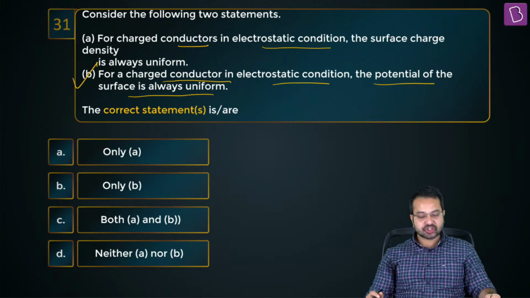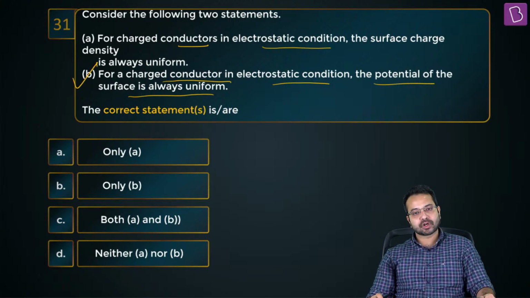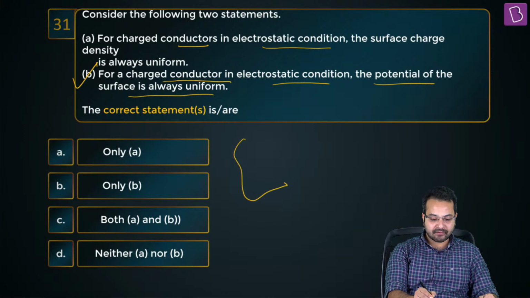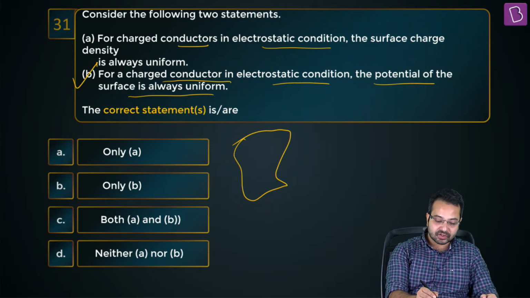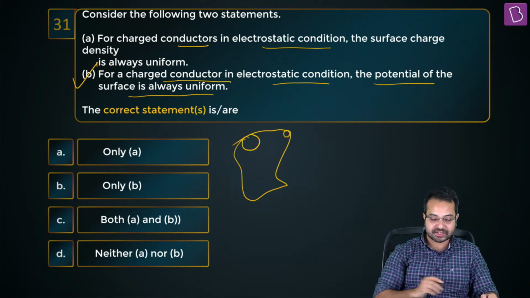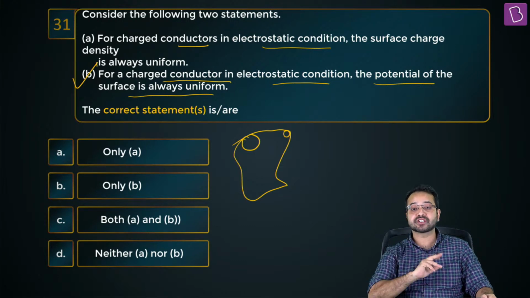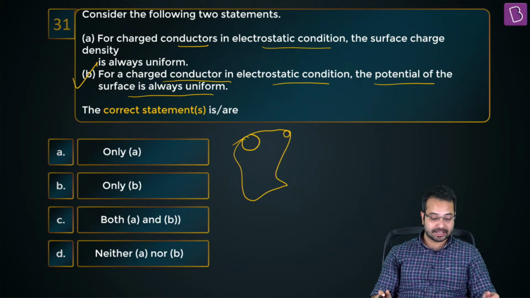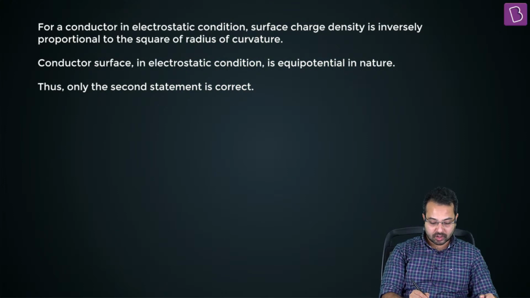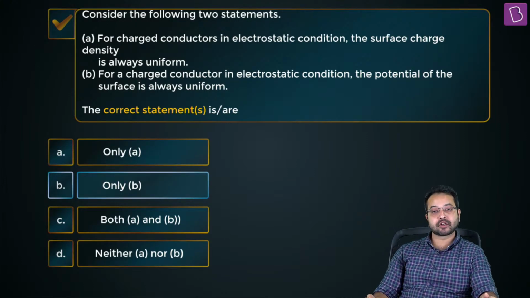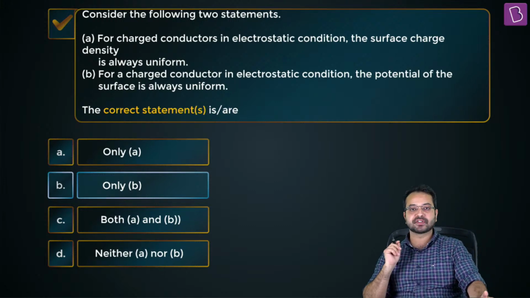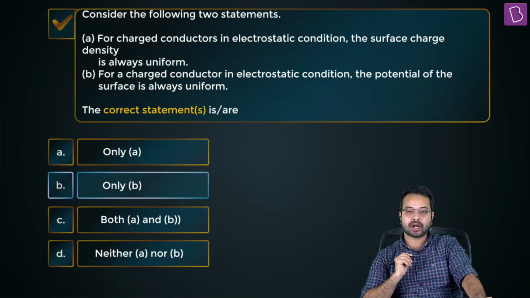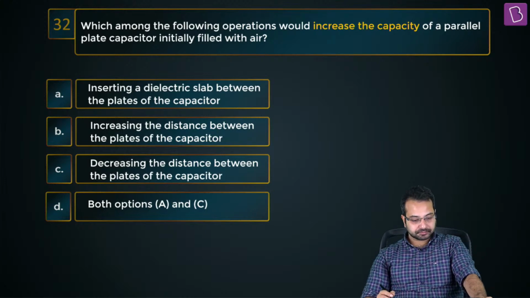But if the potential is the same, and we have a conductor of irregular shape, then the surface charge density cannot be the same, because the radius of curvature at different points is going to be different. So the surface charge density cannot be the same. So what will be the correct option? Option B is going to be the correct option. Only the electrostatic potential is going to be uniform, not the surface charge density. All right, let's move forward.